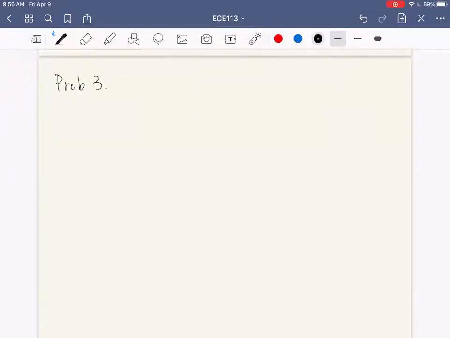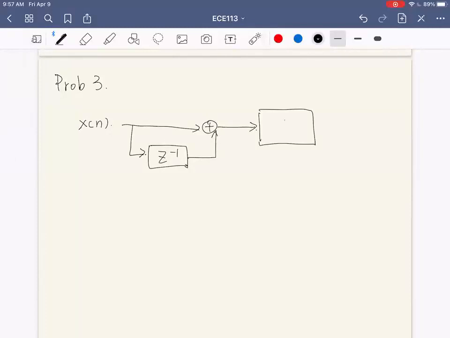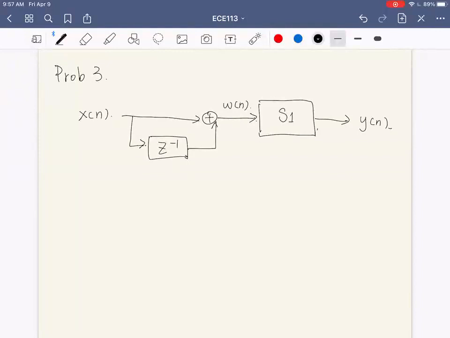Let's go to problem 3. Problem 3, check your understanding about how to analyze a combined system. We have a system here called system 1. We multiply by beta here, and we know that S1 is linear time invariant, and its expression in difference equation is given for n bigger or equal to 0, and we know that y of -1 is 0. Can you find the impulse response of S1?